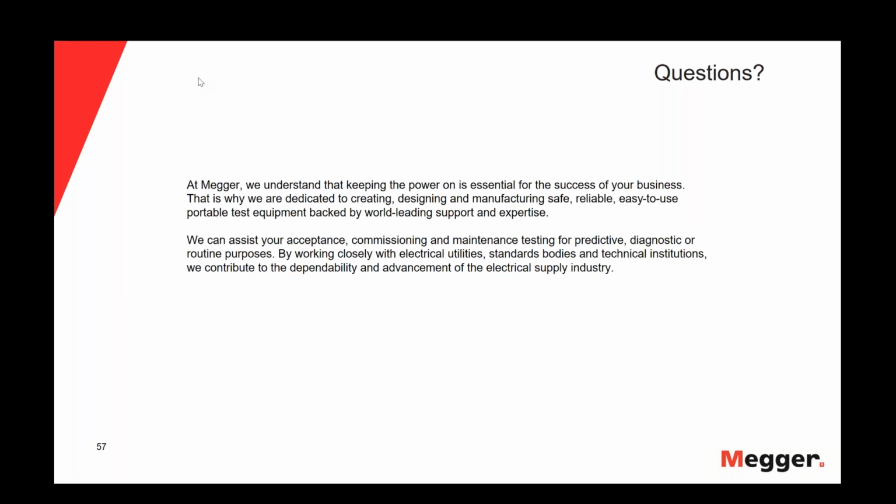All right, thank you, Robert. Henning, what insulation resistance minimum and maximum values will be considered as good cables in medium voltage cables?